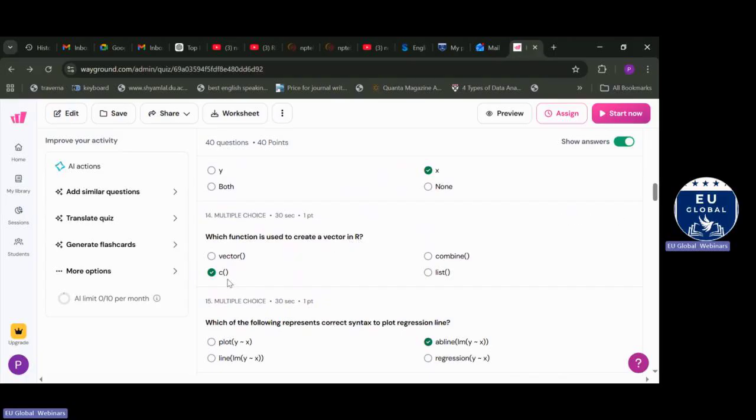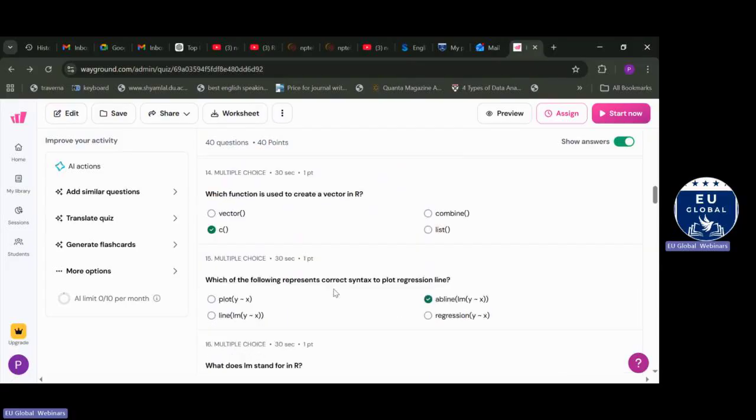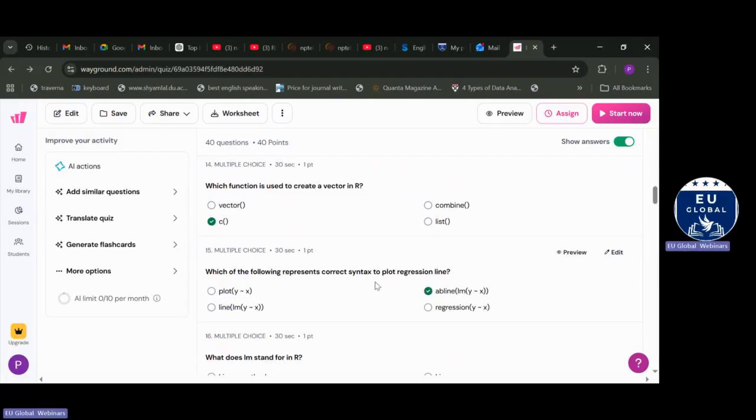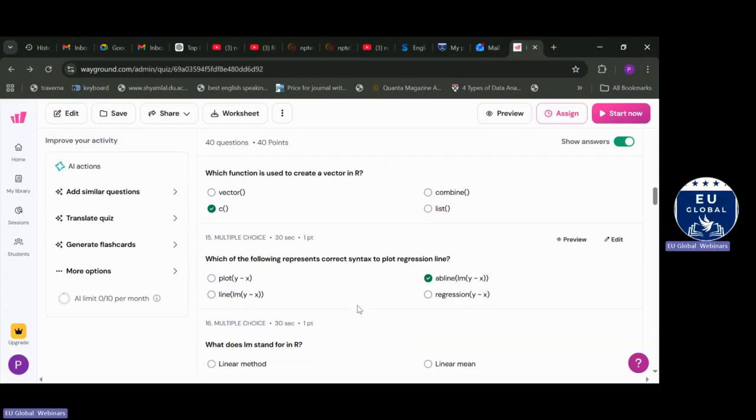Which function is used to create a vector? For a vector, we have c, right? The combine function. So y is equal to c, and then we write the values inside it. Which of the following represents the correct syntax to plot a regression line? This is the correct syntax: abline and lm(y ~ x).